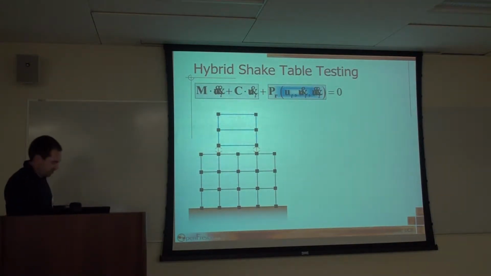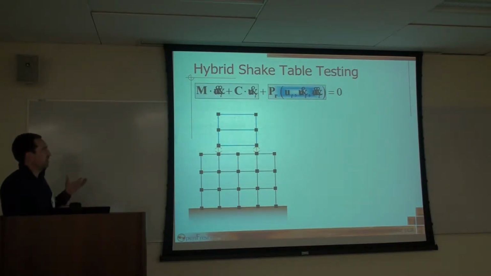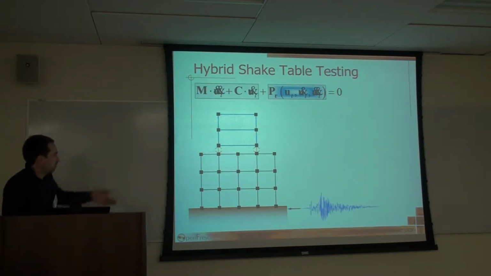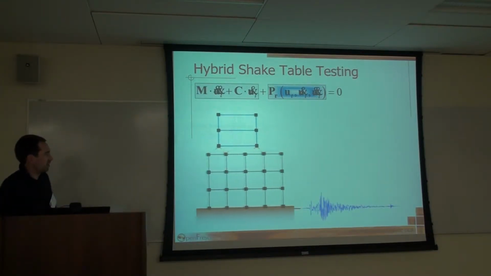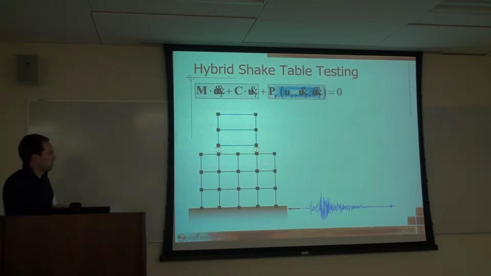Well, I guess the formulas are still not quite showing correctly. These are just the double dots and single dots there, time derivatives. So if we do hybrid shake table testing, basically, we would have a structure like this. We feed in the motion at the bottom, and we shake it. And as you can see, the gray parts here, the bottom part, that's the numerical part, and the blue parts on top, those are the experimental parts.